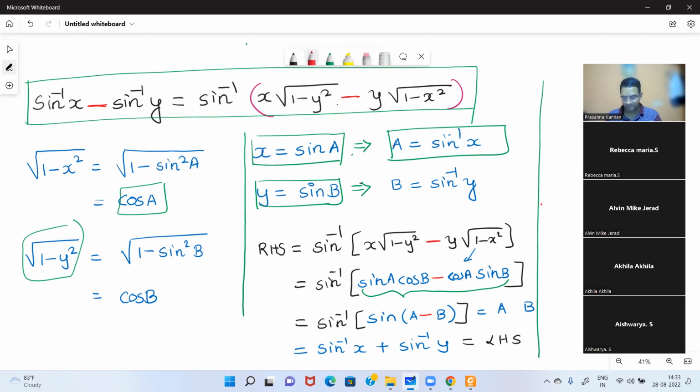Sine inverse of sine A minus B will be? A minus B. What is A? Sine inverse x. B is sine inverse y. So you'll get sine inverse x minus sine inverse y. Are you able to understand? Yes, sir. So this also you can take down as a formula.